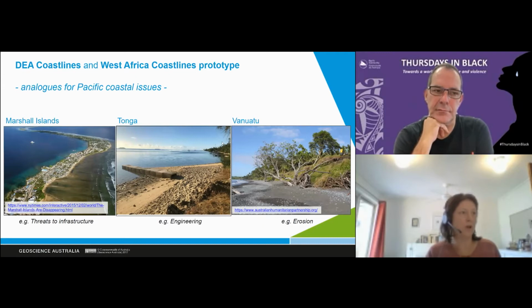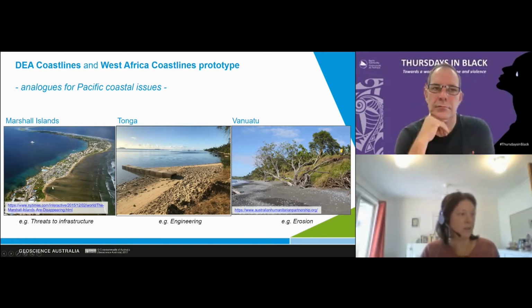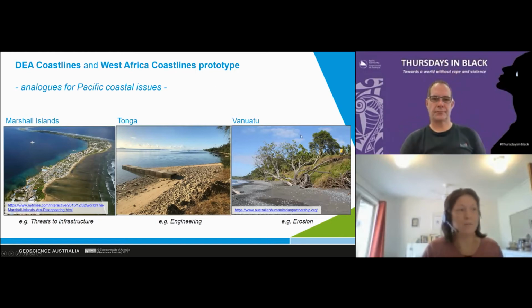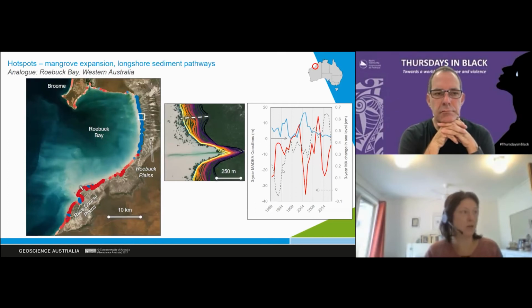So what I'm going to do next is I'll take you through a series of DA Coastlines case examples to show you the sorts of issues you might see that are relevant to the Pacific region. So, for example, just some quick research I did of the sorts of issues I see that you're facing in the Marshall Islands. Here's some fairly obvious threats to infrastructure. In Tonga, here's an example of an engineering design for emplacement of a groin. And in Vanuatu, a single example here of coastal erosion impacting on vegetation health.